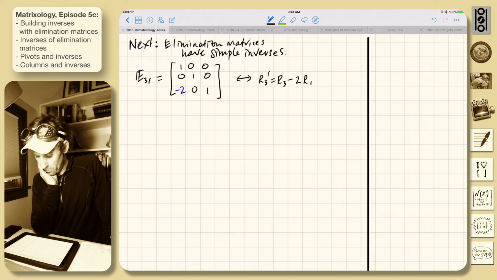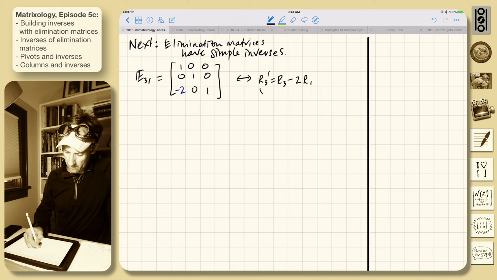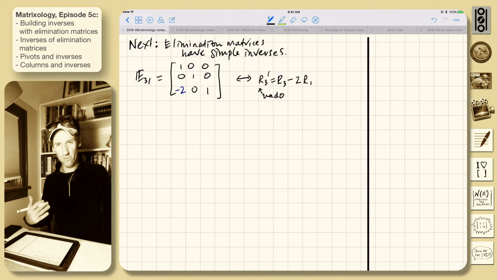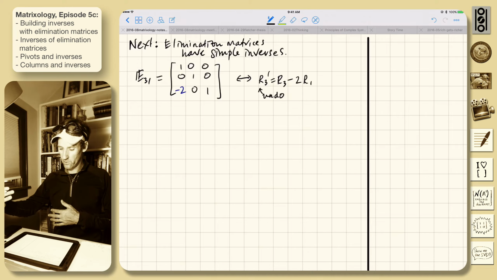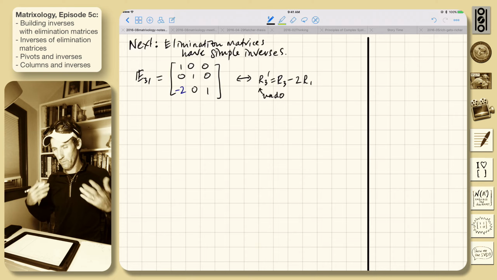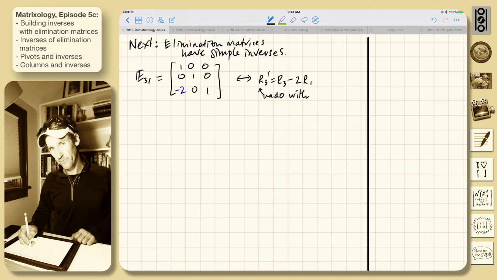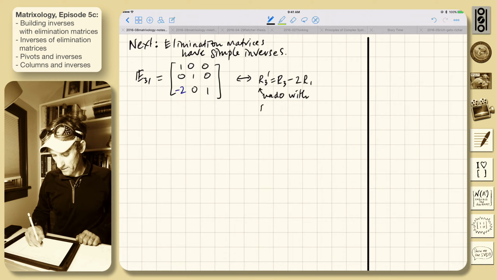So how do we undo this? Say we've done this to a matrix, right? We've taken its old row 3, subtracted 2 times row 1 from it, and made that the new row 3. To undo it is simple, because we haven't changed row 1, it's still there. We can just add back 2 times row 1.